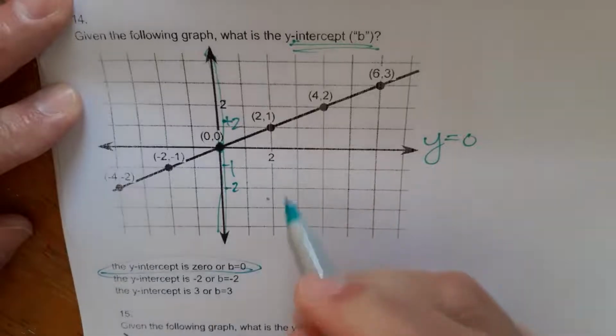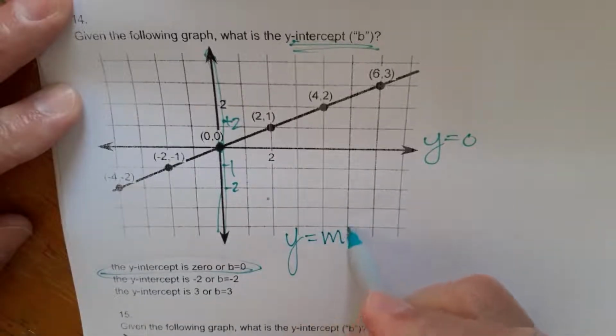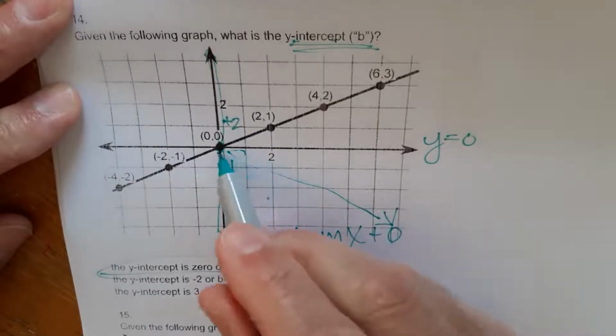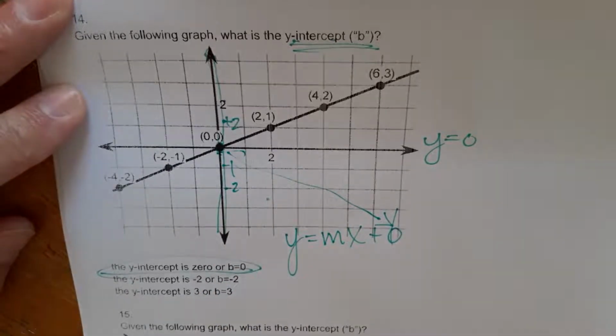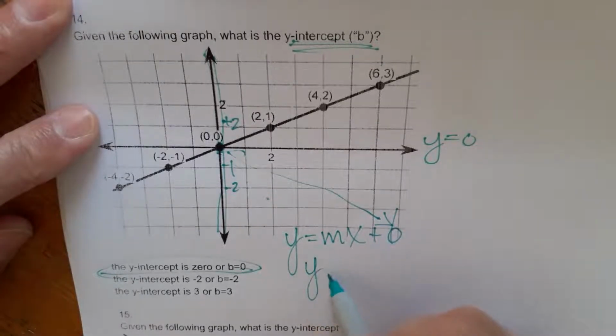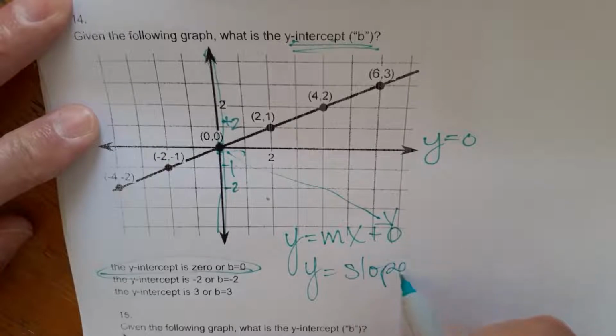And we want to keep looking at b because we use y equals mx plus b. We really want to start focusing on this idea of what b is in that wonderful equation. And I kind of wish they had just written y equals slope x plus y-intercept.